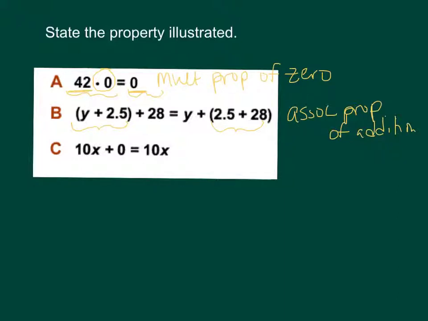All right, next one. Now I don't see any parentheses and it's not the commutative property. I have 10x and my answer is also 10x. So that's going to be the identity property, because the identity of the number didn't change; all we did was add 0. So this is going to be the identity property of addition. Okay, all right, let's go to the next.